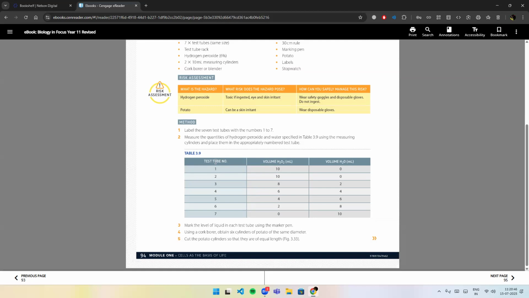Wear disposable gloves. Method. Label the 7 test tubes with the numbers 1 to 7. Measure the quantities of hydrogen peroxide and water specified in Table 3.9 using the measuring cylinders and place them in the appropriately numbered test tube. Mark the level of the liquid in each test tube using the marker pen. Using a cork borer, obtain 6 cylinders of potato of the same diameter. Cut the potato cylinders so that they are of equal length.